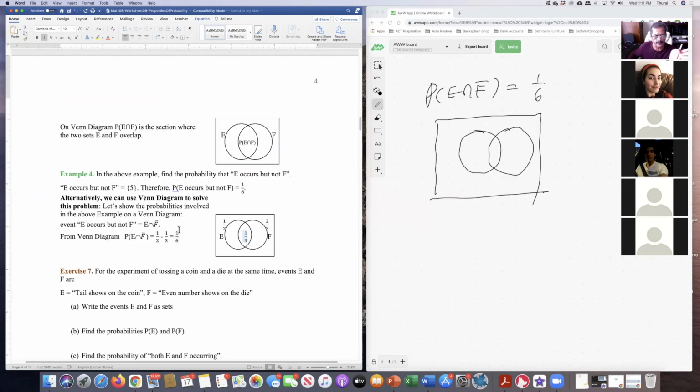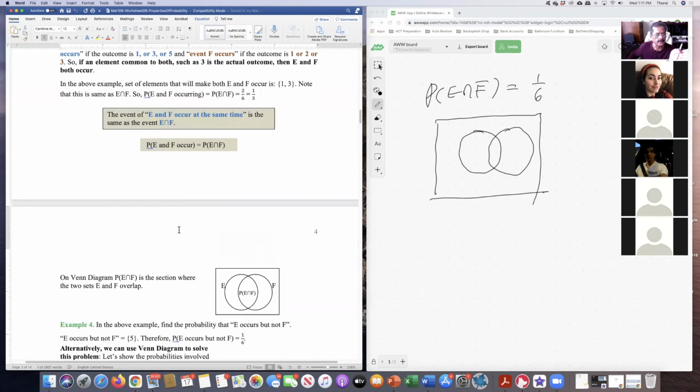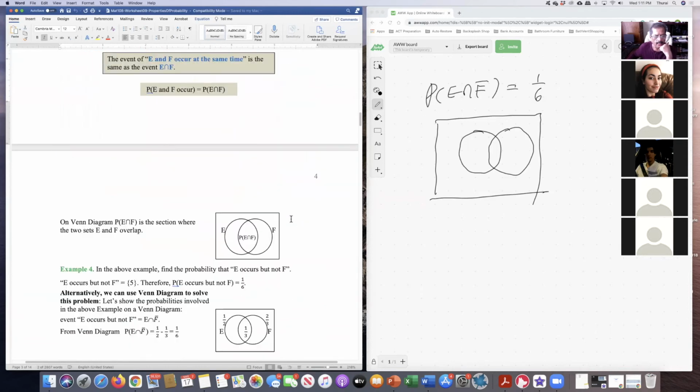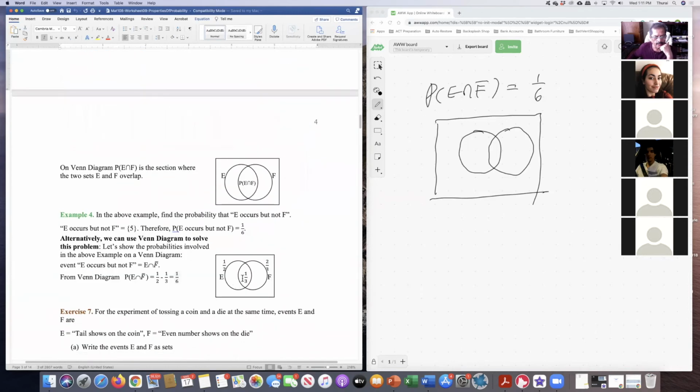I mean, 2 elements. So 2/6. E intersection F has 2 elements, 1 and 3. So therefore, probability of E intersection F is 2/6, which is equal to 1/3. And that's the number I have put in the middle here. 1/3 is the intersection. So now we can work out the remaining sections. So E has 1/2, F has 2/3, and this is 1/3.